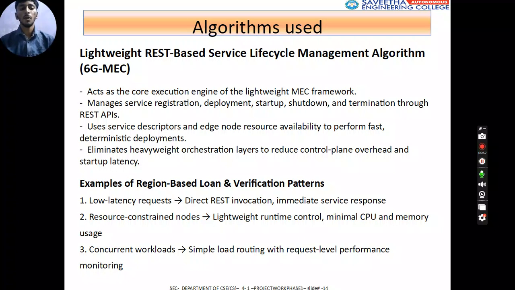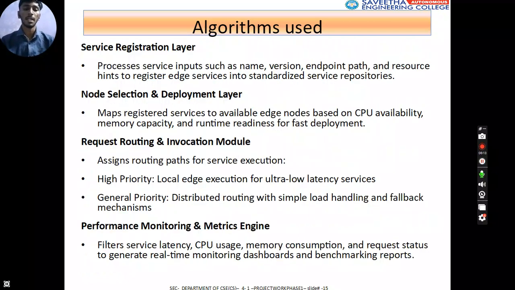For example, low latency request: direct REST invocation, immediate service response. Resource constraint modes: lightweight runtime control, minimal CPU and memory usage. Concurrent workloads: simple load routing with request-level performance monitoring.